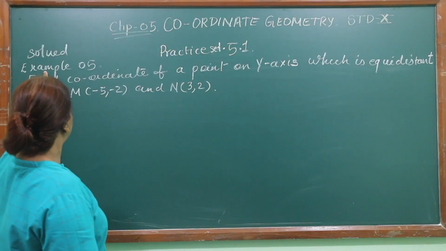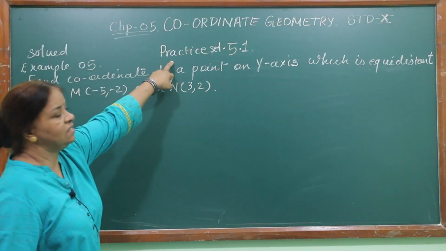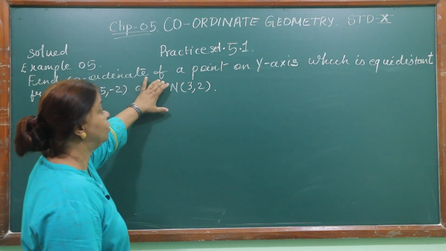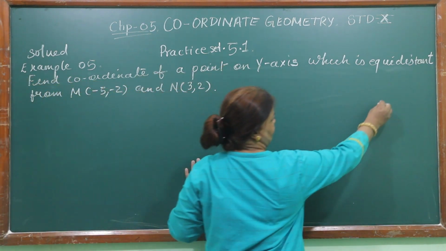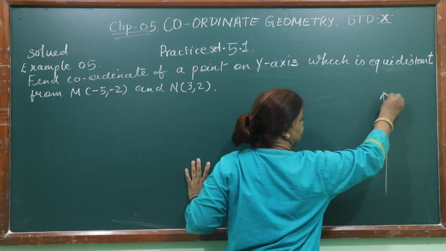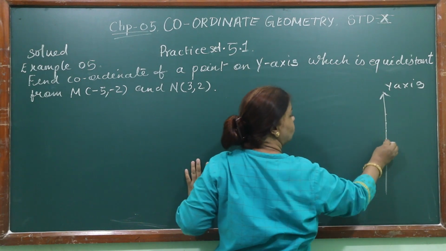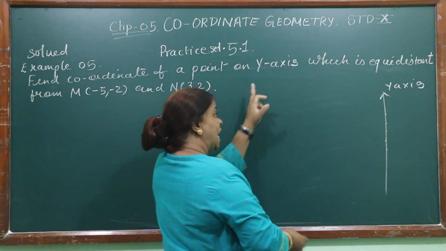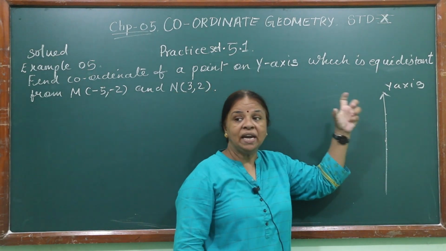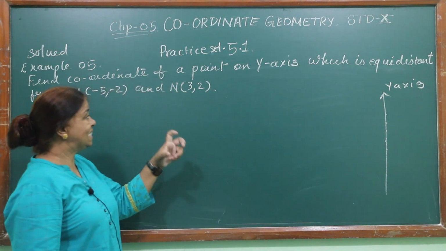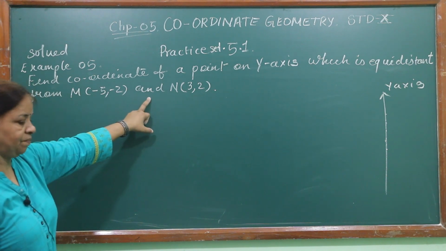Now solved example 5 before practice set 5.1. What does the sum say? Find the coordinate of a point on y-axis. The point is on y-axis. This is y-axis and the point is on y-axis. Now that point is equidistant, means at equal distance, from which M and N.